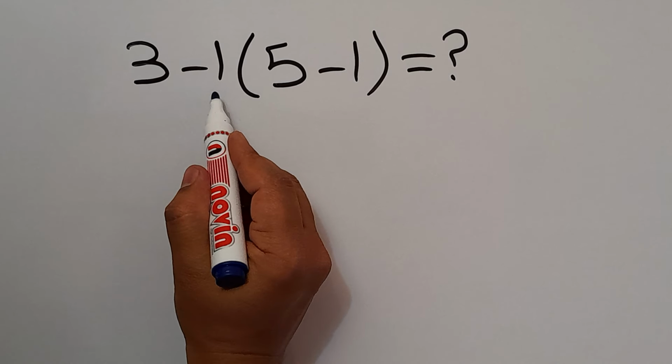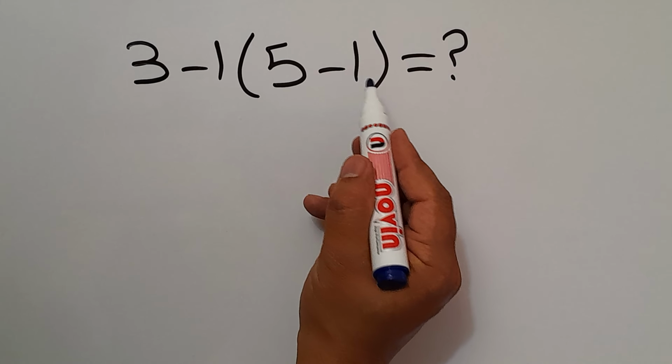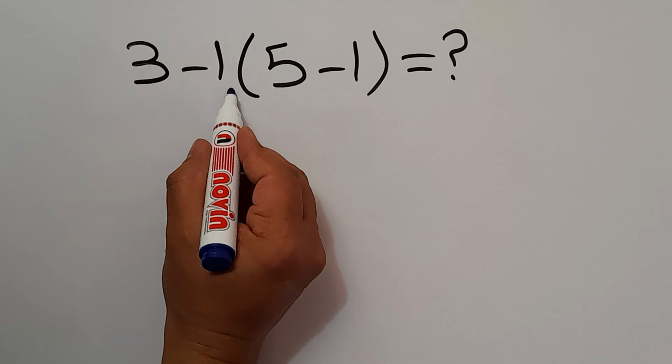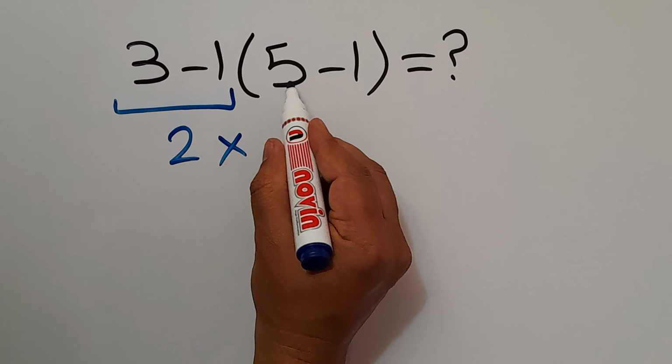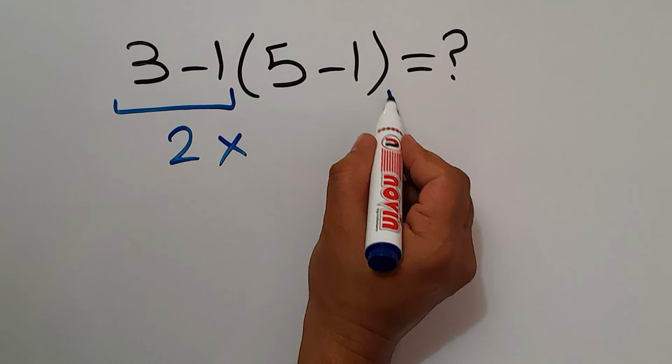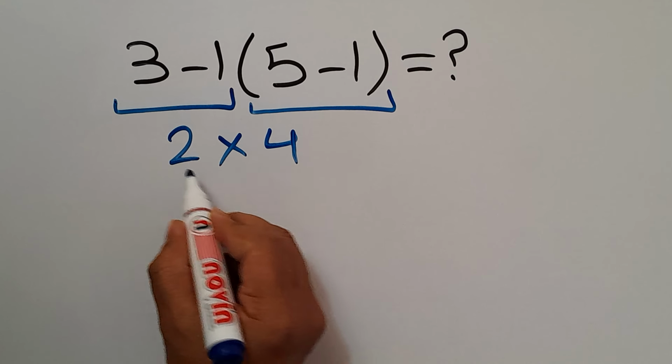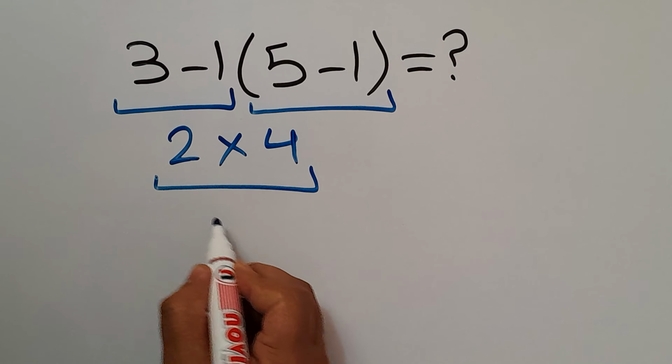3 minus 1 times 5 minus 1. 3 minus 1 equals 2. So 2 times 5 minus 1, which equals 4. 2 times 4 is just 8.